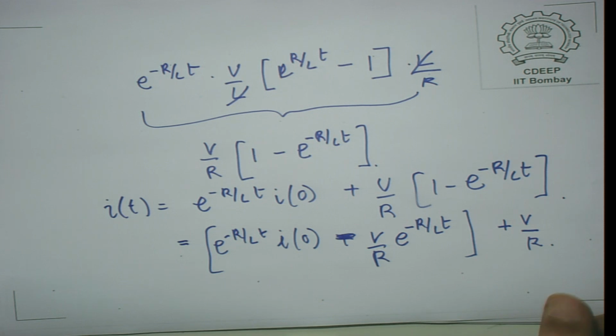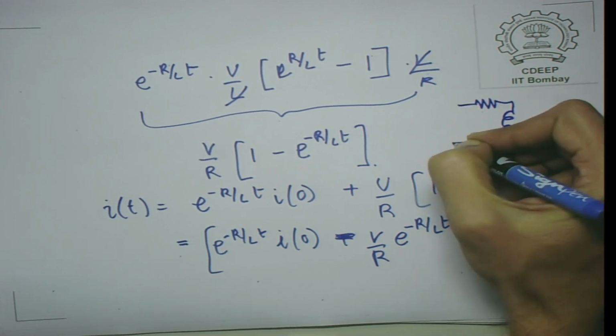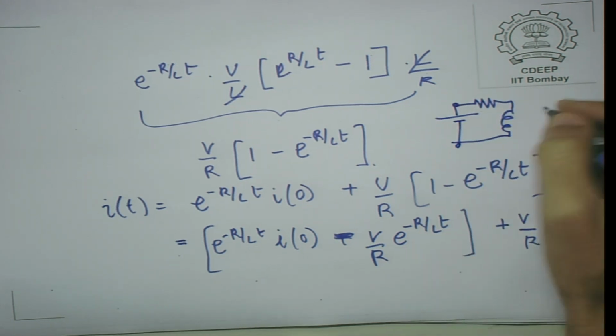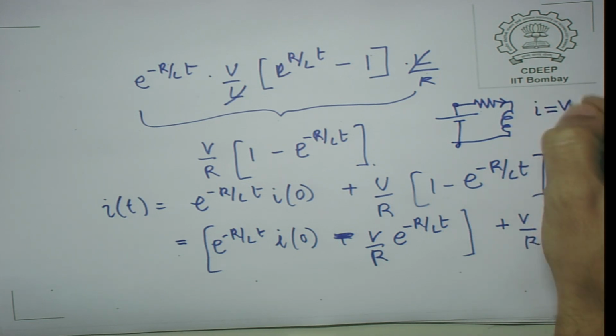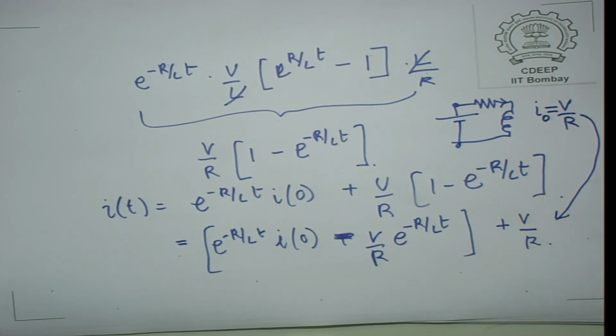In fact, if you look at this circuit, in steady state all the derivatives become equal to 0, and you will find that the current will simply be I equal to V by R. So, this is the steady state current, and your response looks like this.